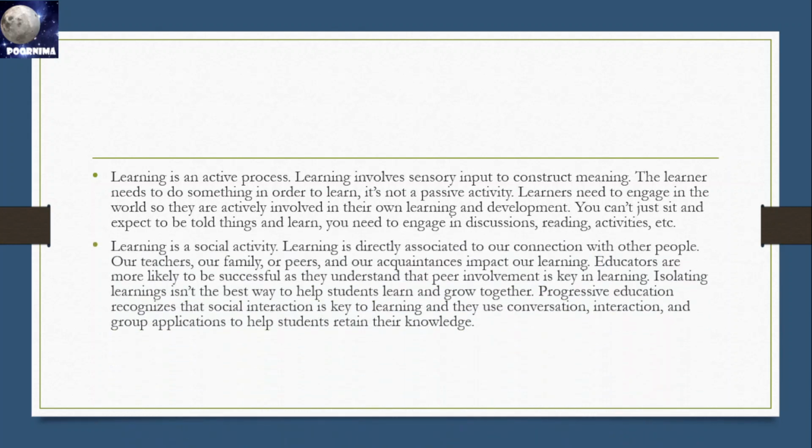Learning is a social activity. Learning is directly associated to our connections with other people. Our teachers, our family and peers, and our acquaintances impact our learning. Educators are more likely to be successful as they understand that peer involvement is key in learning. Isolating learning isn't the best way to help students learn and grow together. Progressive education recognizes that social interaction is key to learning, and they use conversation and interaction and group applications to help the students retain their knowledge.